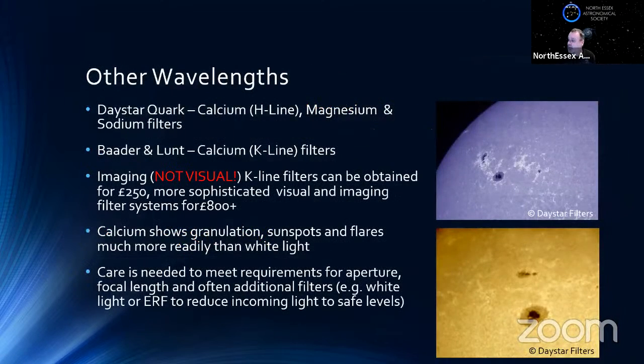You can observe the sun in other wavelengths if you want to spend a bit more money. So you can observe the photosphere in calcium. Typically the K filter is the calcium K line. It's similar to the photosphere, similar to white light, but some of the features are more contrasted. Calcium shows more granulation, but again, it's a bit more advanced, and you really need to get some advice and consult your retailer if you're going to buy something, because a lot of these filters need specific scope setups to work well.